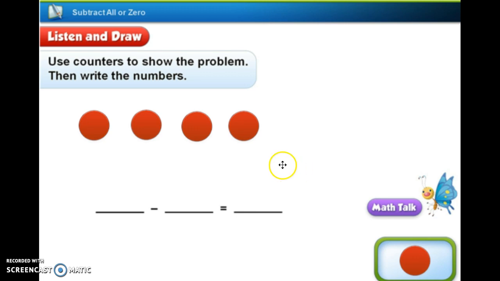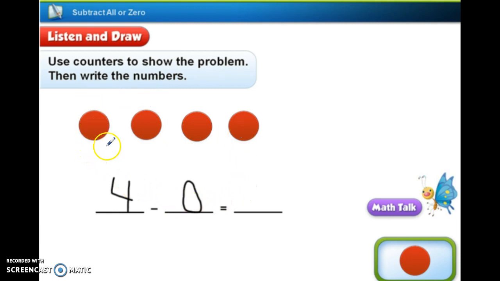Let's write numbers to show our problem. How many counters did we start with? Yes, we started with 4. How many did we circle and take away? Right, we circled 0 and took away 0. 0 is nothing. So we didn't circle any of them, and so we didn't take any away.